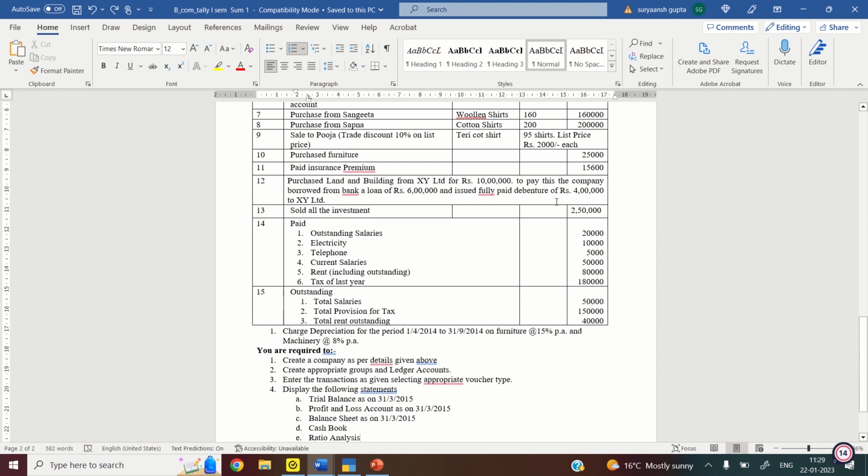At the end, it is said that depreciation is charged on the furniture for 6 months, and we have to prepare the ledgers, the vouchers, and all the statements like trial balance, P&L, balance sheet, cash book, and ratio analysis. Fine, so let us start the sum.